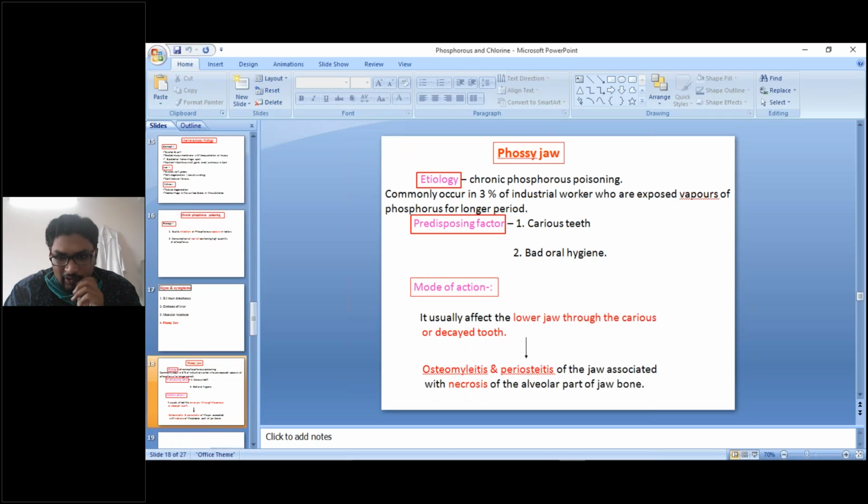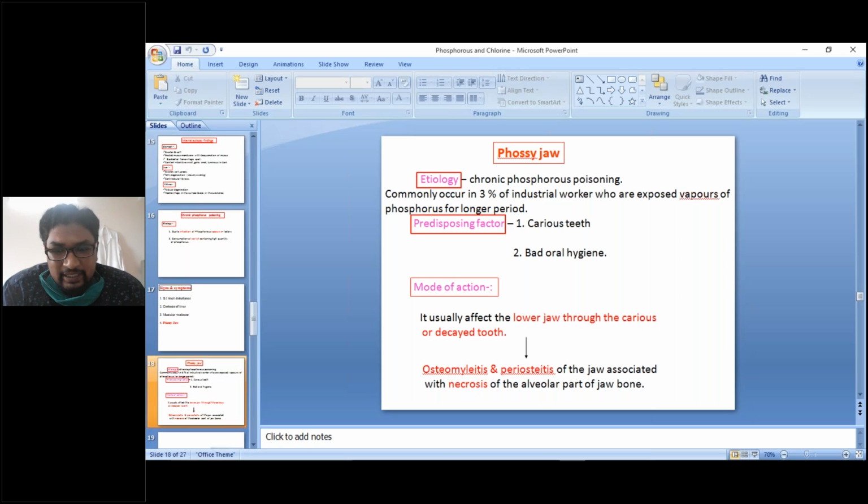So phossy jaw etiology, it is due to chronic phosphorus poisoning. It occurs in 3% of the industrial workers who are exposed to vapors of phosphorus for a longer time. So underline the word vapors. It is not due to ingestion of the phosphorus, but is due to vapors of phosphorus that is causing some necrosis of the jawbone.